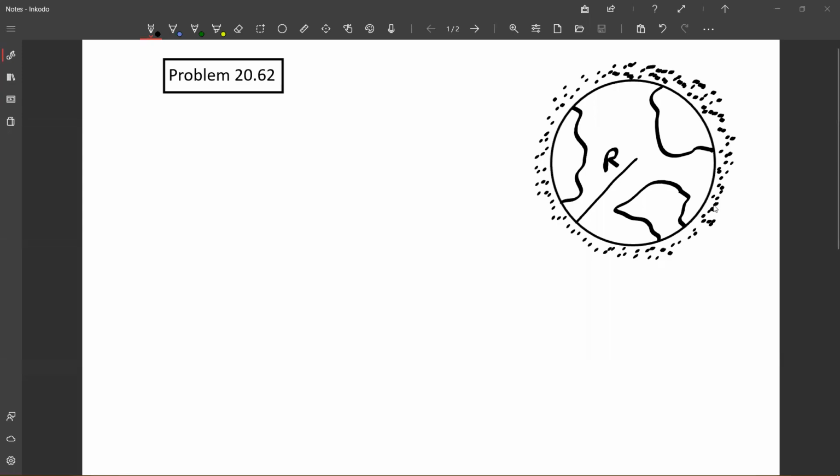Welcome back. Number 62 is a very interesting problem because it explores why certain gases are not present in Earth's atmosphere, or at least one reason why certain gases may not be present, and also why other planets or moons may lack an atmosphere altogether. So I've drawn here a crude planet with an atmosphere around it. My little dots here are supposed to represent particles of air.